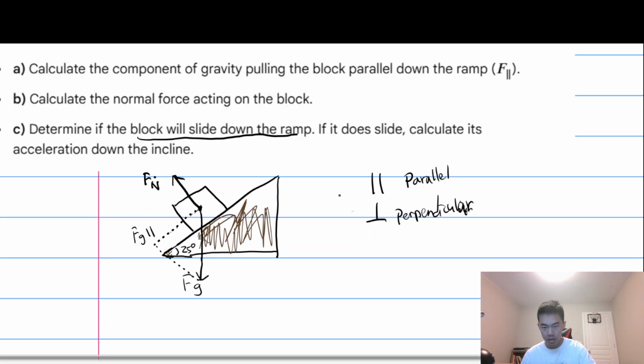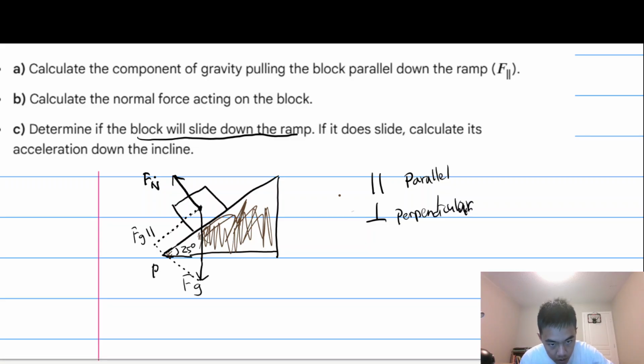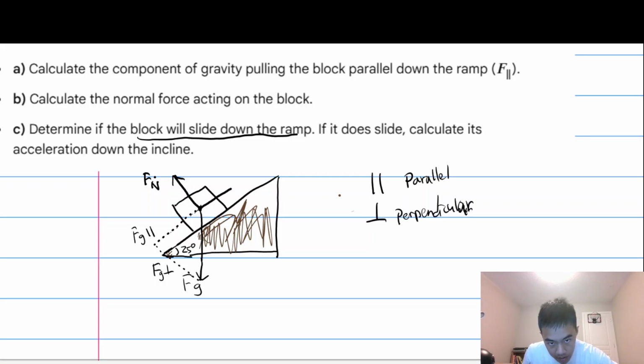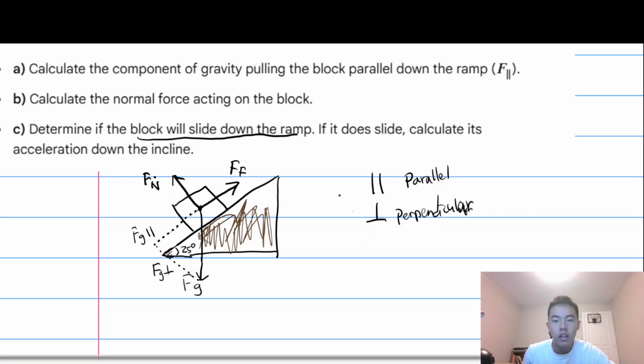Oh my god, I spelled it wrong. And this is perpendicular. This one is force of gravity perpendicular. And because we see that force of gravity is trying to pull it down this way, that means that the frictional force is always opposing that force. Great.